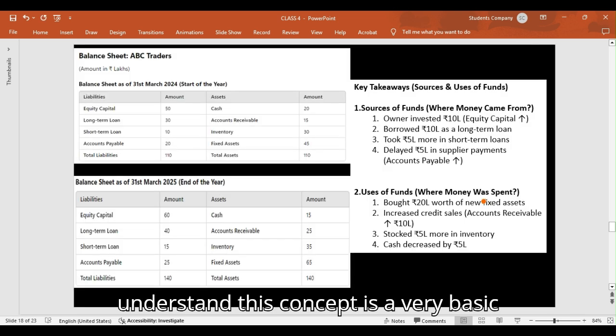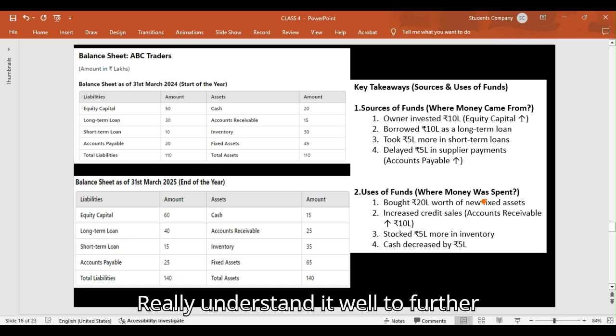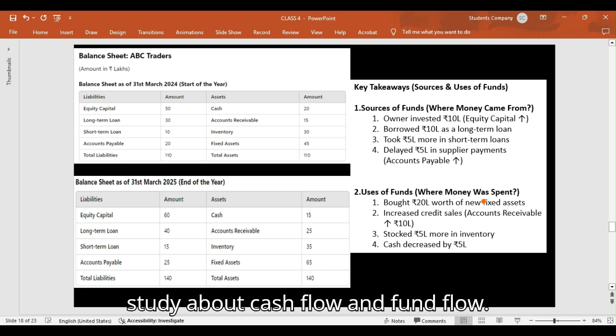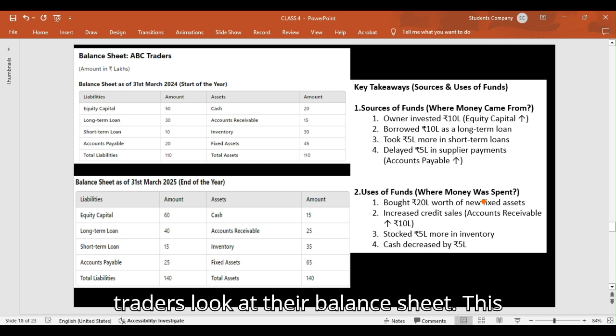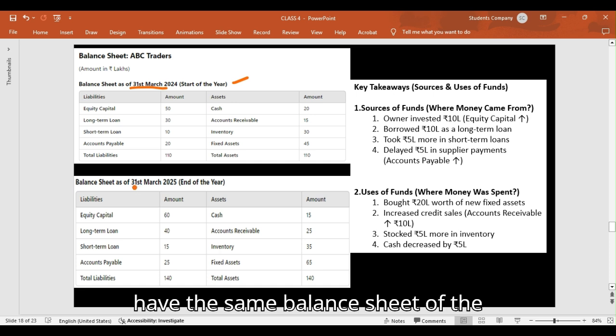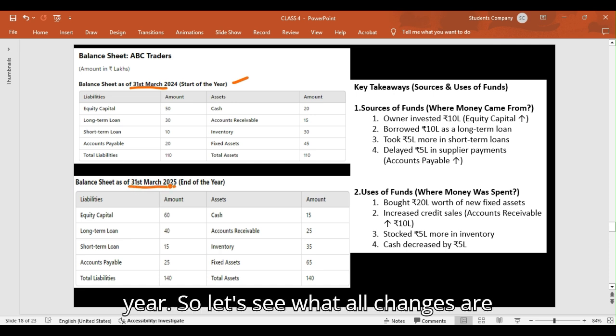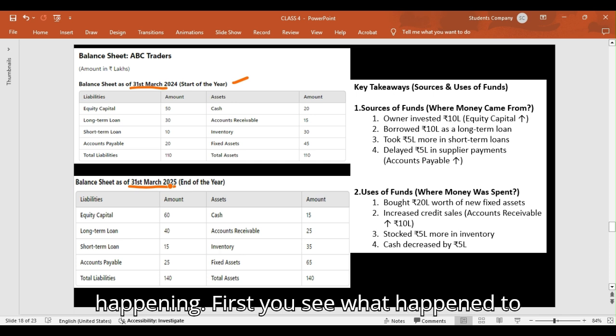Now we'll understand this concept. It's a very basic concept. You need to really understand it well to further study cash flow and fund flow. Let's look at this balance sheet. ABC Traders. Look at the balance sheet as on March 31st, 2024, and then you have the balance sheet of the company on March 31st, 2025, after 1 year. So let's see what all changes are happening.